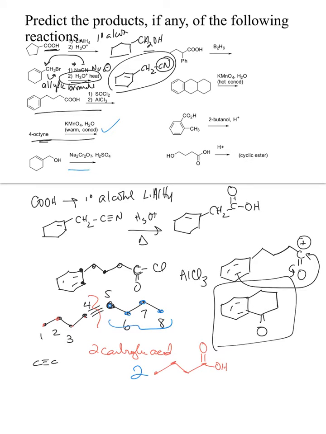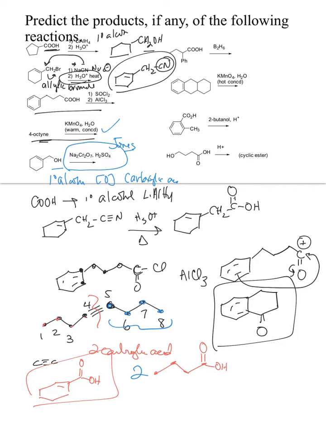Okay, the next one, you've got chromium. That's Jones reagent with a primary alcohol. So you know that oxidizes primary alcohols to carboxylic acids. And this will be an allylic carboxylic acid. So your product should look like this. You can draw that in there. This is an allylic group.